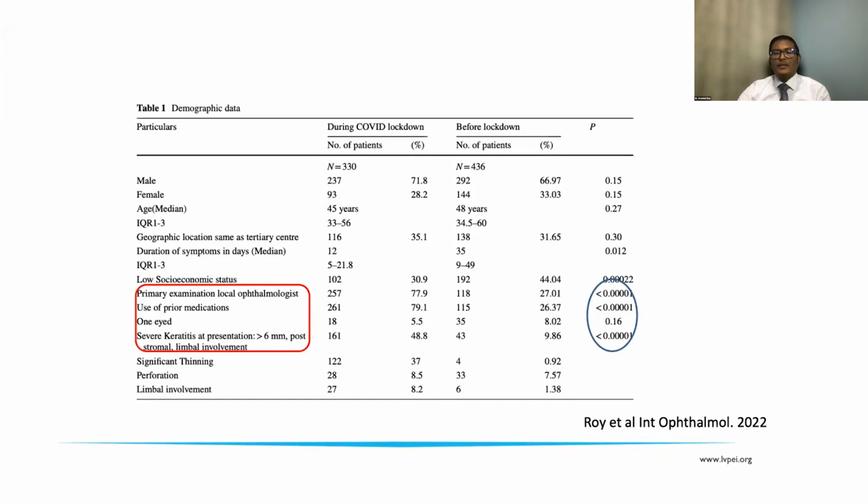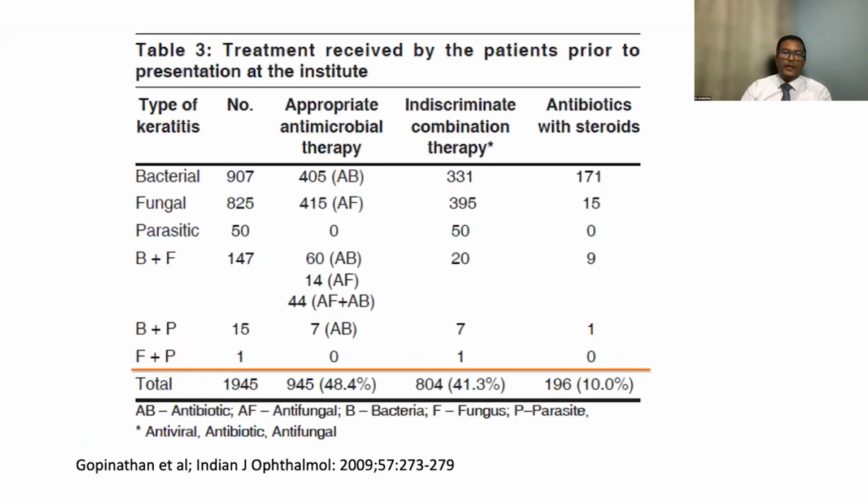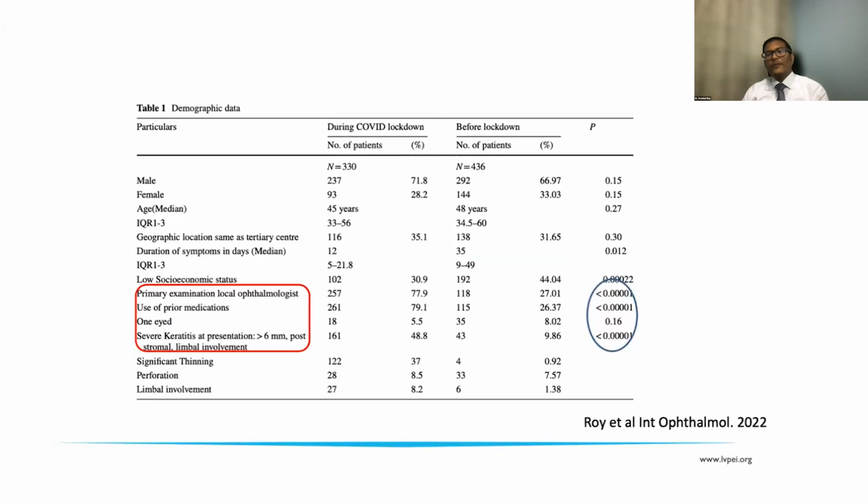So what it means is that if we compare it to another earlier publication from our institute, we found that about 20 years ago or 15 years ago, about 40% of the treatment that was done in the community was an indiscriminate combination therapy, compared to the appropriate antimicrobial therapy that is currently being prescribed. So what it means, meaning this study and our previous study, is that the level of awareness in the community is much better, which is a very welcome sign.